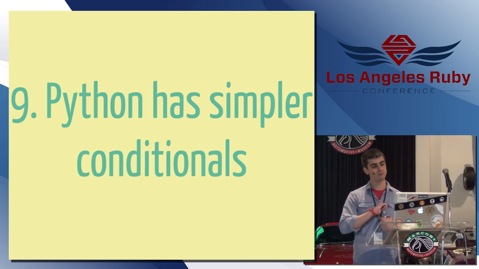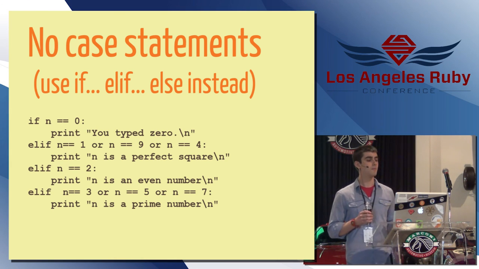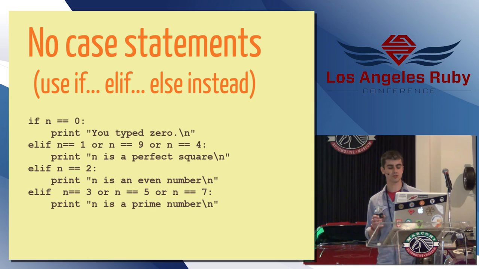Number nine, Python has simpler conditionals. There are no case statements. You just use an if, elif, else ladder. So instead of else if in Python, it's just elif. But basically, you would use this kind of control structure instead of a case statement. In this particular code example, it just looks at the value of a number, and depending on what the value is, it will print out a different line. So you would just use that instead of, say, a case statement in Ruby.